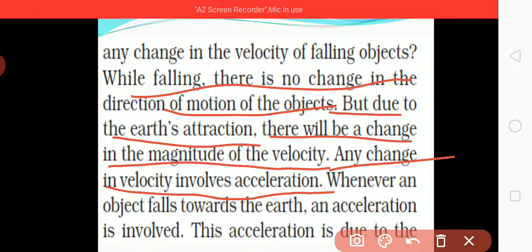So just now we have discussed that if a change in velocity is seen, it will involve acceleration. It is said to be acceleration because we know it very well that a change in velocity in a certain time is said to be acceleration. So when an object is falling towards the earth, an acceleration is involved. And this acceleration is due to whom?